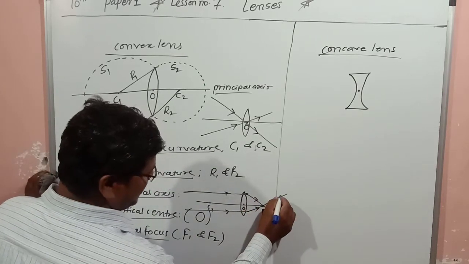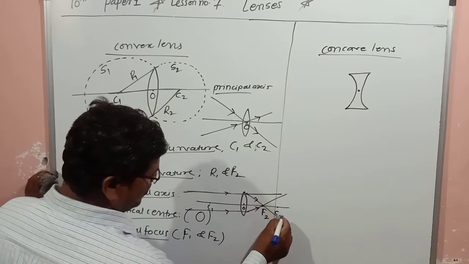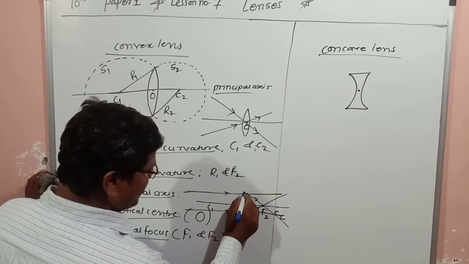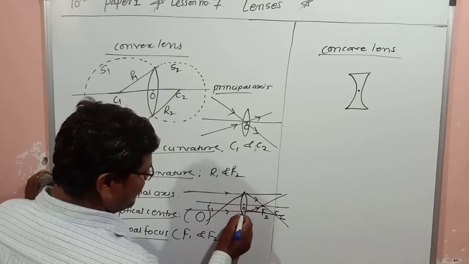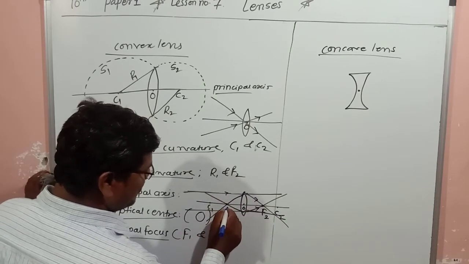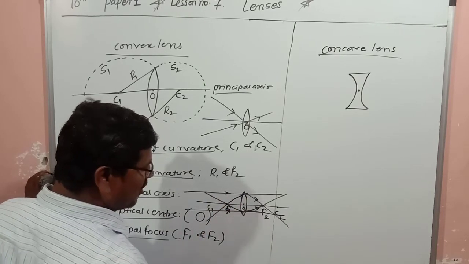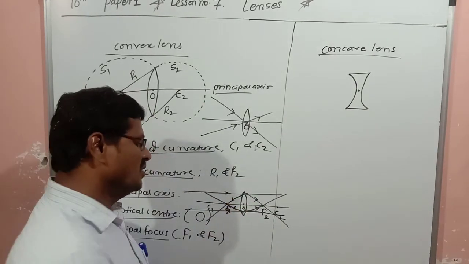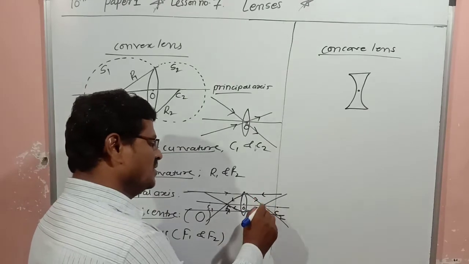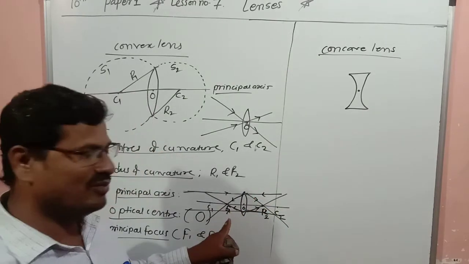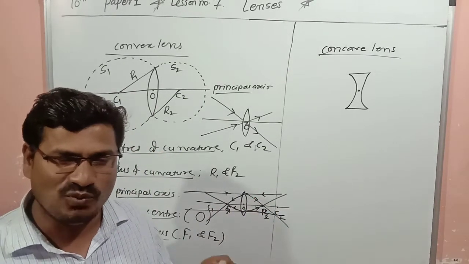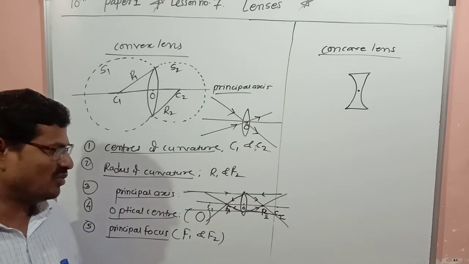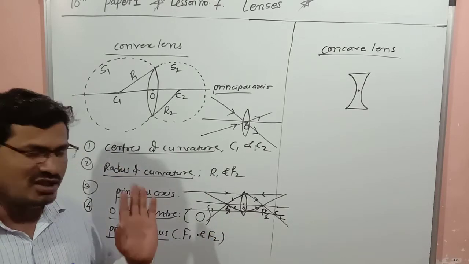Suppose light rays are coming from the opposite direction, parallel to the principal axis. After refraction they will meet at a single point on the principal axis, and that will be F1. So if light rays come from that direction, they also meet at a single point on the principal axis, and that point you call the focus. So there are two principal foci, F1 and F2.